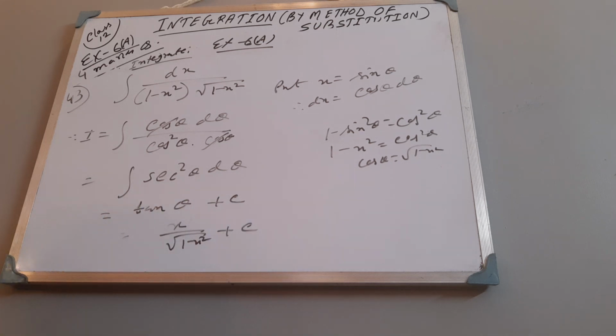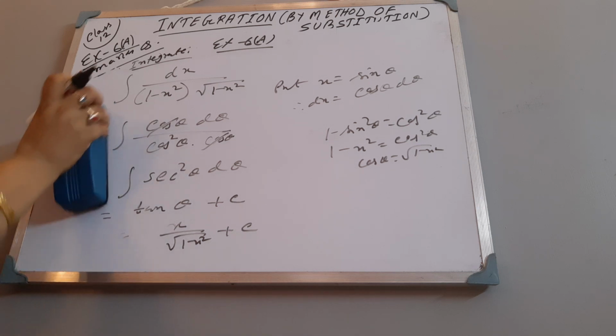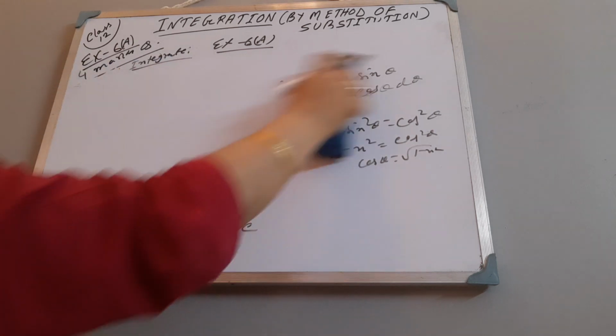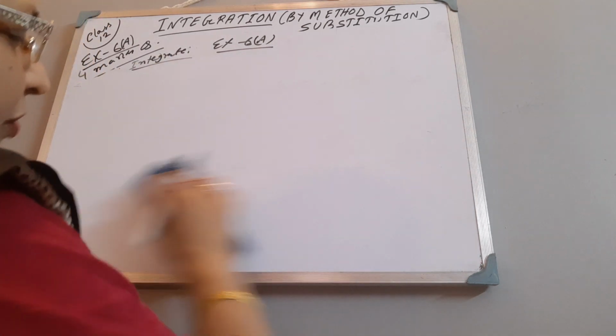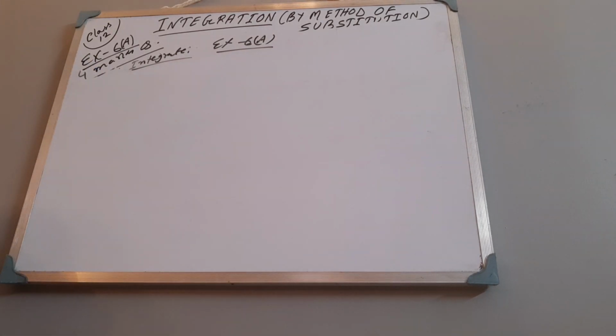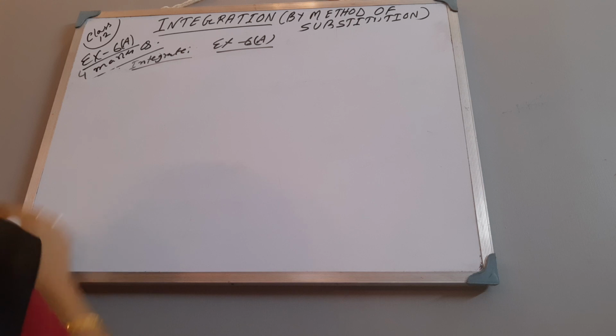Sum number 43 also done. Now the last sum, that is sum number 46. This is the last sum for 4 marks questions. Then all sums will be completed. Now we will practice, otherwise you cannot manage in your exam. Be very careful.